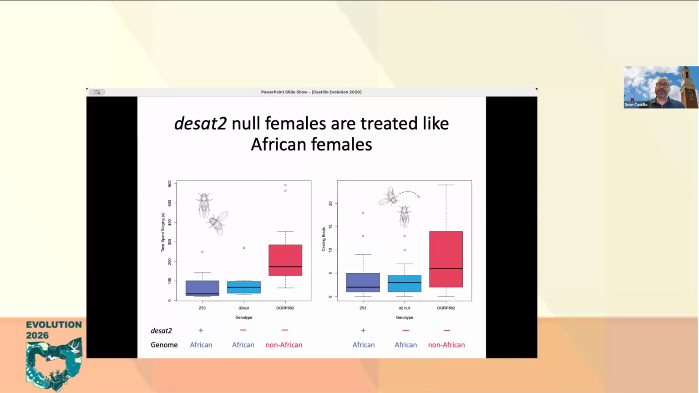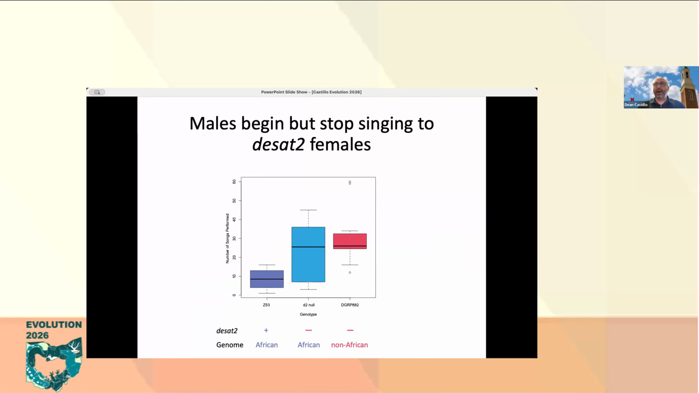This was really surprising to us because we thought this pheromone change was going to dominate our signal, but it suggests that they're paying attention to other feedback traits. The one other piece of data that I want to point out that I think is really interesting is that not only did we look at the time spent singing, but also the number of songs that they're performing. And this blue mutant, they actually start singing to them, then stop. So maybe they are getting that initial pheromone cue, but then subsequent female feedback is telling the male fly, okay, this is an African fly, not a non-African fly.